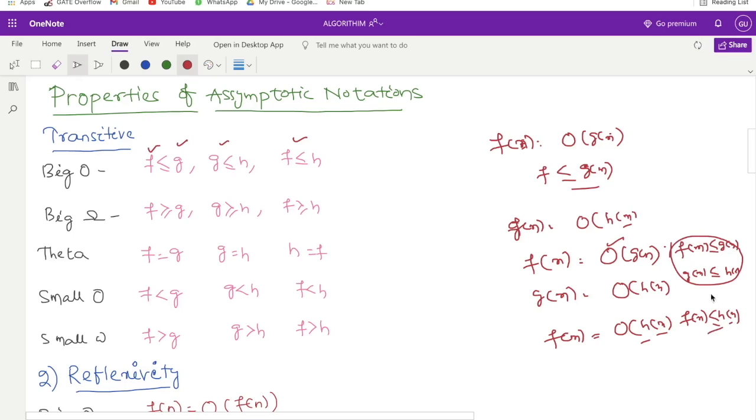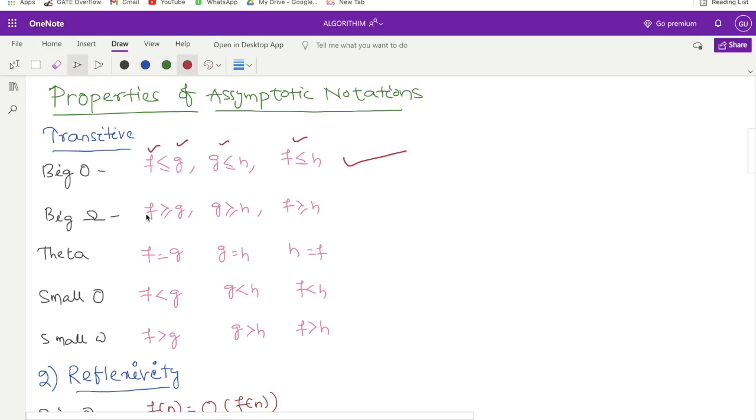Can I derive this from these two? Yeah, definitely I can derive it. So big O follows the transitive property. I think you must have cleared about this transitiveness of big O. Now let's come to big omega.